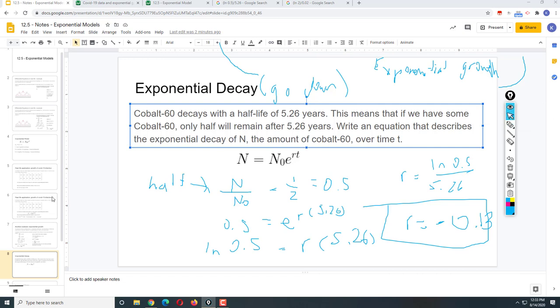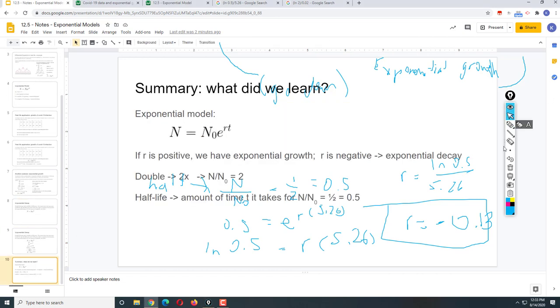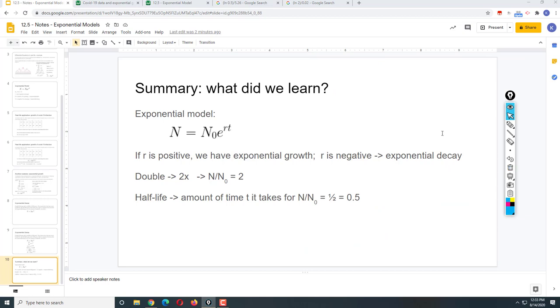So what did we learn? We learned the exponential model. N is equal to N naught e to the rt power. N naught is the start number. If r is positive, we have exponential growth. If r is negative, we have exponential decay. Doubling means 2 times. Half-life means the time it takes to get 1/2, for N over N naught to equal 1/2. Okay, that's it.